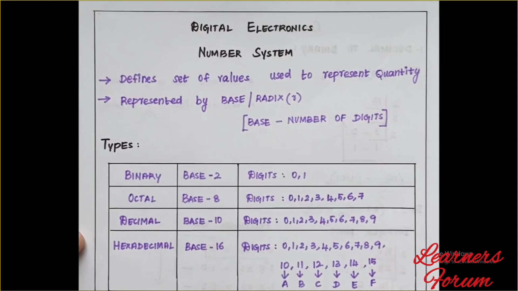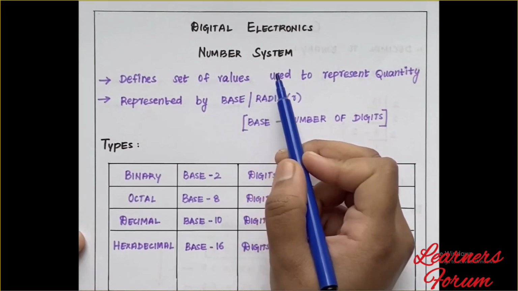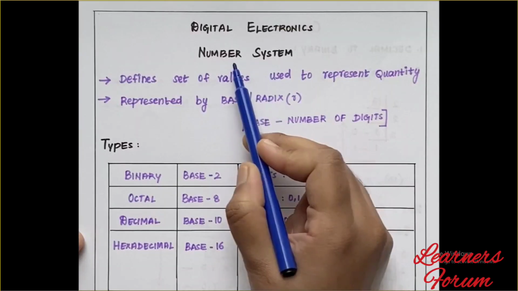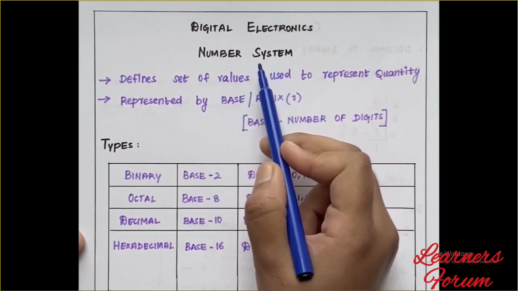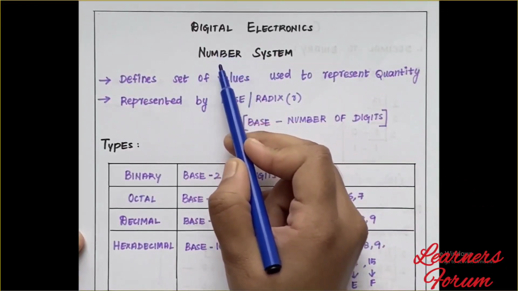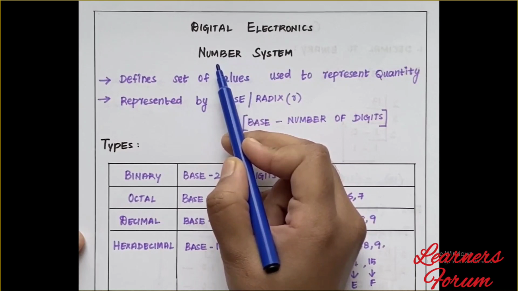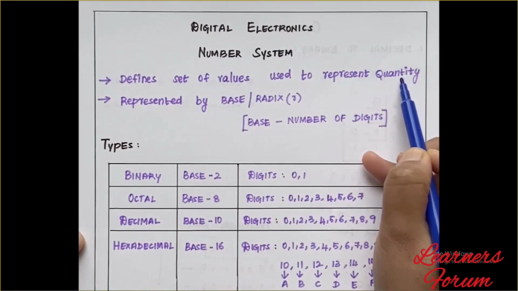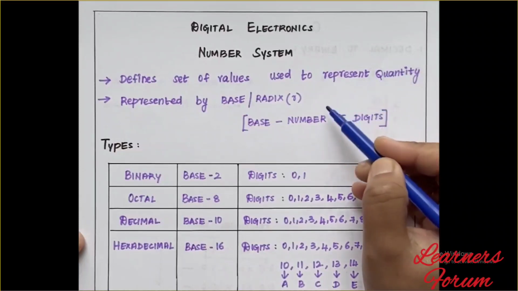So from this video, we will be seeing about the topic number system under the subject digital electronics. Starting with the definition, a number system defines a set of values used to represent a quantity, which means if we consider any particular quantity in terms of numbers, the entire representation of such quantity represents this number system.